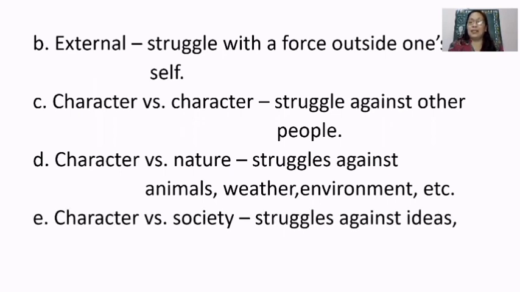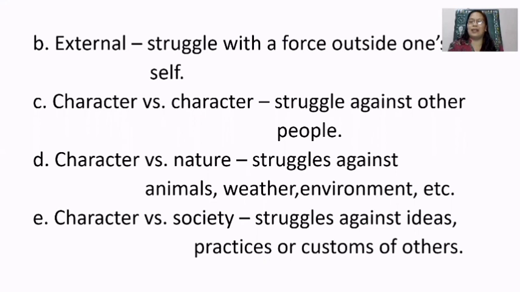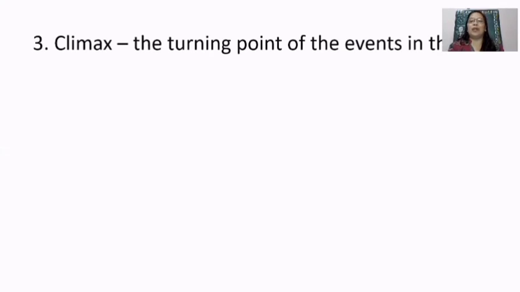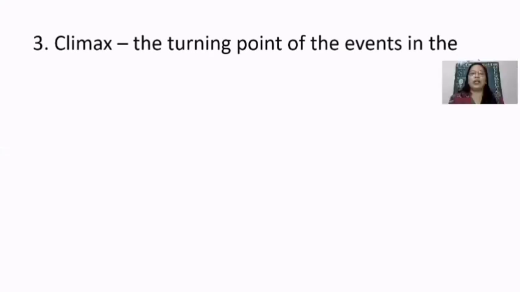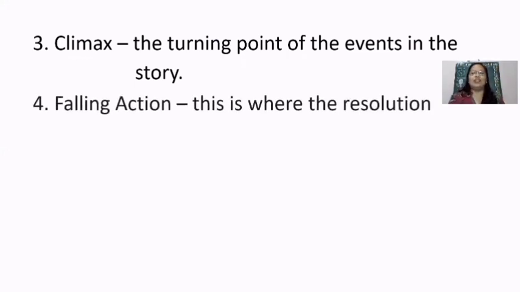And let us have the last type of conflict, which is character versus society. This is struggles against ideas, practices, or customs of others or of the society. So these are the 5 types of conflict. Let us have the third essential part of a plot, which is the climax. Climax is the turning point of the events in the story. It is the peak point of the events in the story.